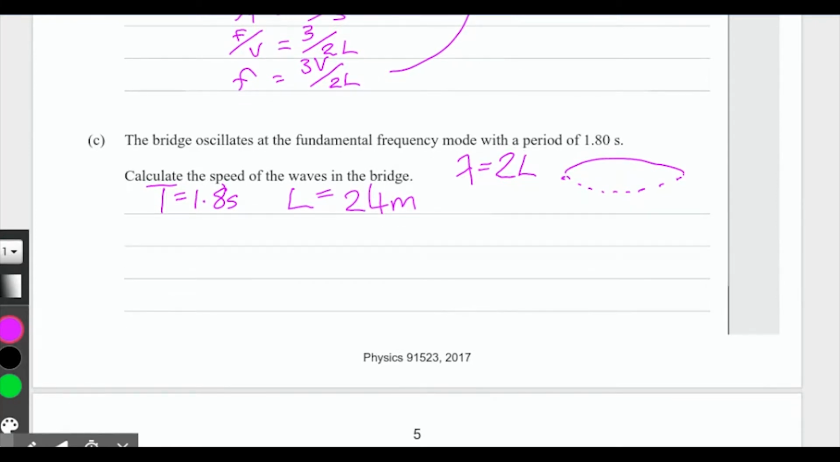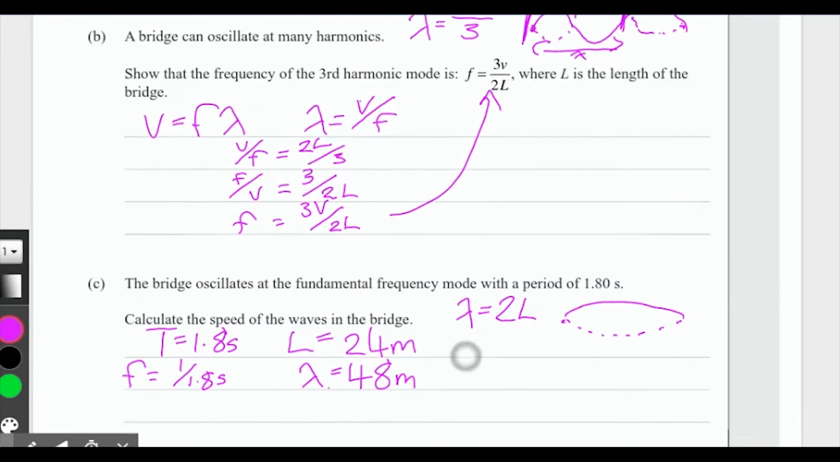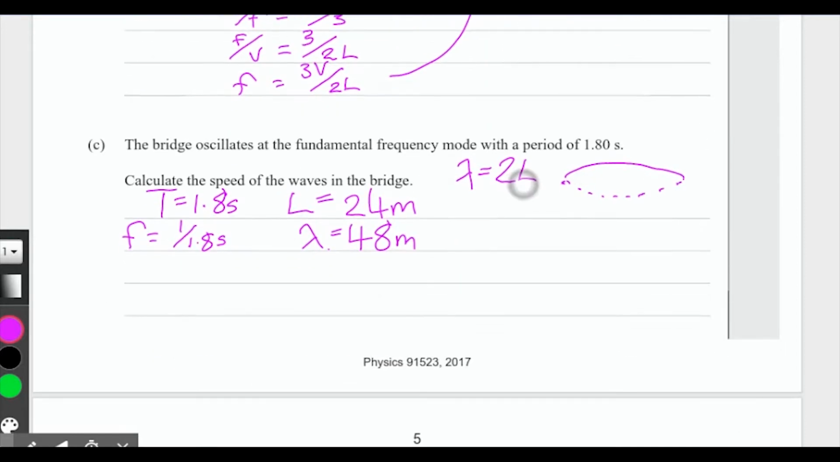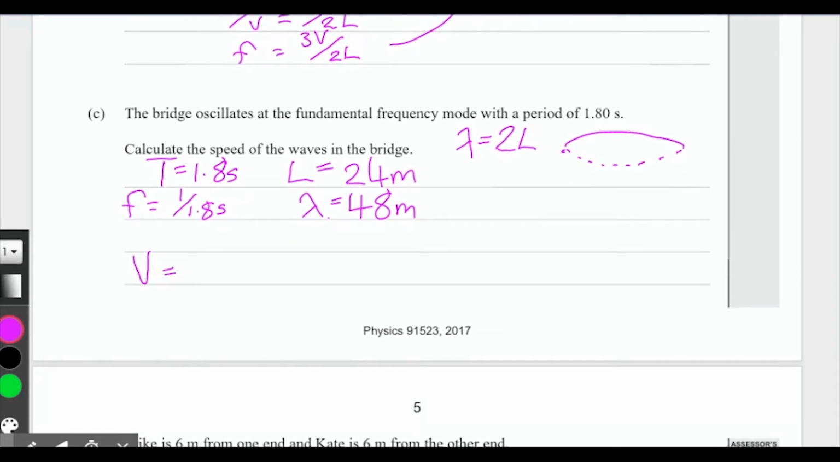So, if we have our frequency, this is an equation you're given, is equal to 1 divided by 1.8 seconds, our period, right? And if our lambda is double that, we know that our wavelength, 2L, is going to be equal to 48 meters. Now, going back to the equation right here, we can use that again, knowing that the velocity is equal to the frequency times wavelength. We know that that is going to be our 1 divided by 1.8, and times that by our wavelength, which is 48.